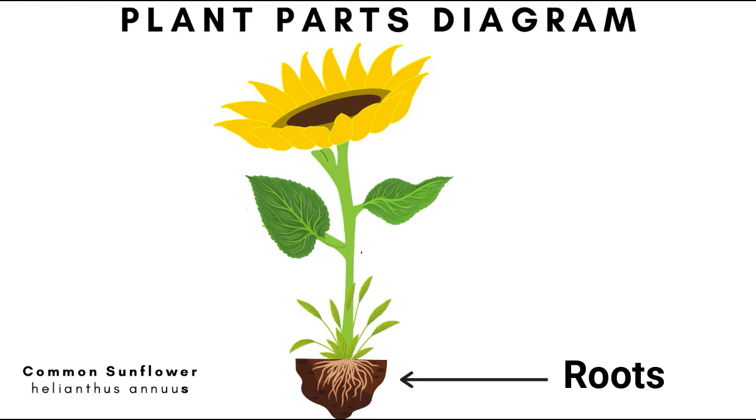Another important function of our roots is that it helps the plant stay in place. It clings to that soil and makes sure when the wind or something else is moving the plant, that the plant doesn't come out of the ground.